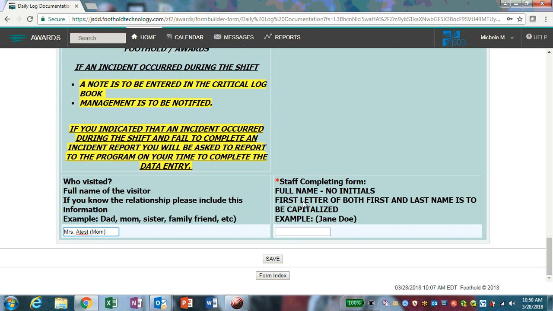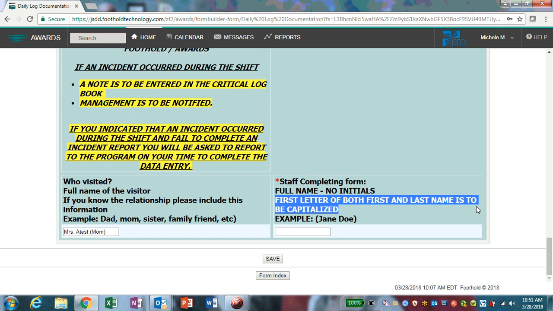Staff completing the form. You're going to put your name here, but please be mindful. Full names, no initials. There are several people in the system who have the same exact initials. At no time are initials acceptable. The first letter of both your first and your last name is to be capitalized.